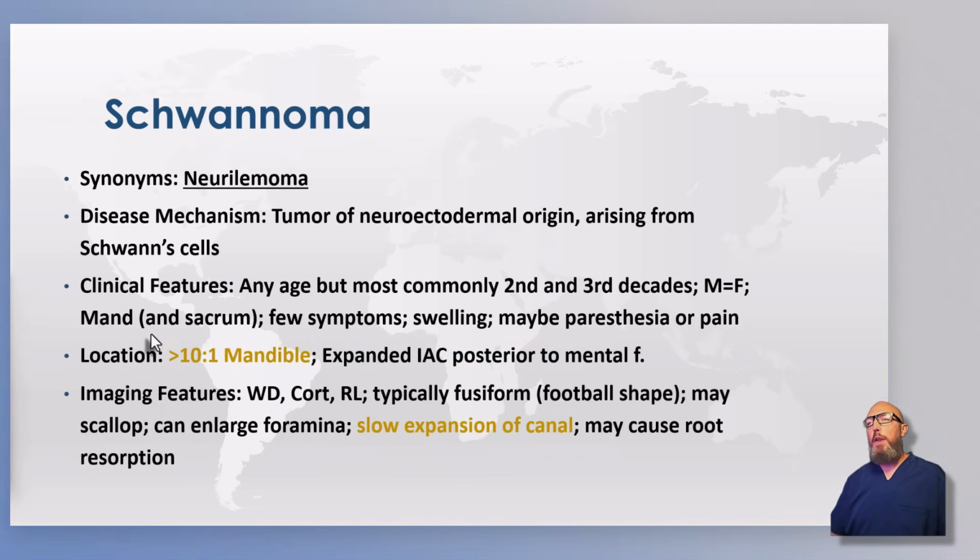All right, a schwannoma, which is sometimes called a neurolemoma, a tumor of neuroectodermal origin arising from Schwann cells, which is how it gets its name. Any age, but most commonly somewhat young, second and third decades, so teens to 20s. It's rare, but it can cause pain. You see this 10-to-1 in the mandible, a very high propensity toward the mandible, expanding the inferior canal, usually within the mandibular body, sometimes in the ramus. So just like I said, you already know what you need to know about these. Some expansion from inside the canal, you should start thinking schwannoma or benign neural tumor.